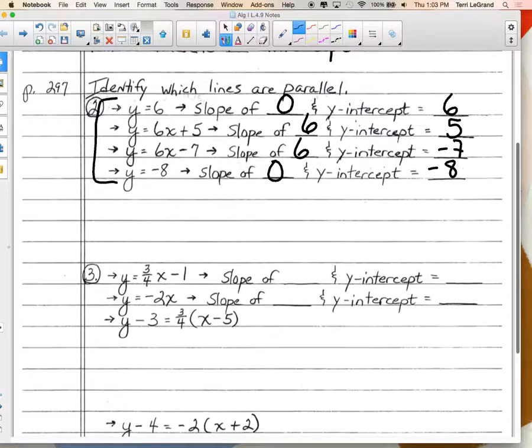Do we have any sets of parallel lines? We have 2 sets of 2. Okay. Which ones are they? The first and the last are parallel. Okay, so here's how we will write it. Y equals 6 is parallel to, that's the math symbol, 2 vertical line segments, the last one you said, y equals -8.